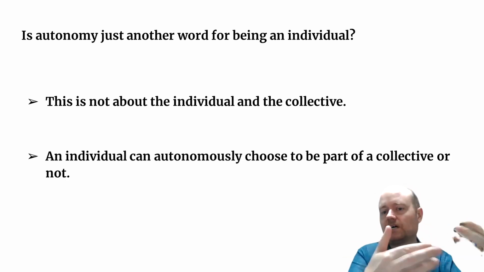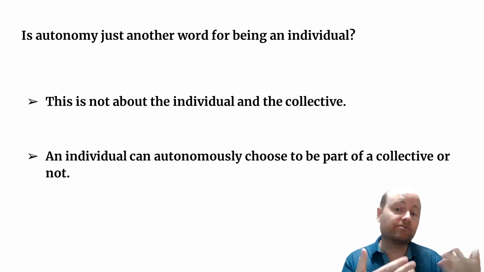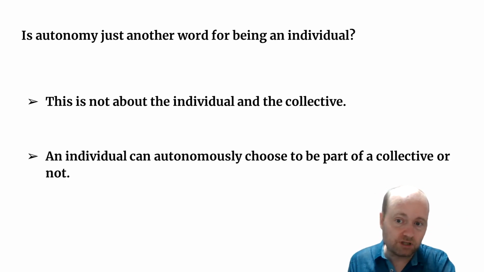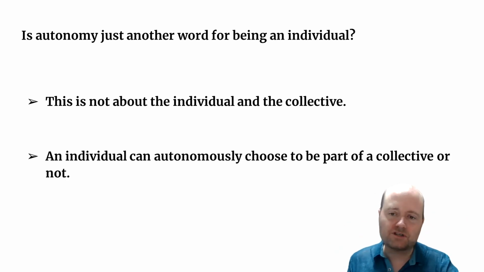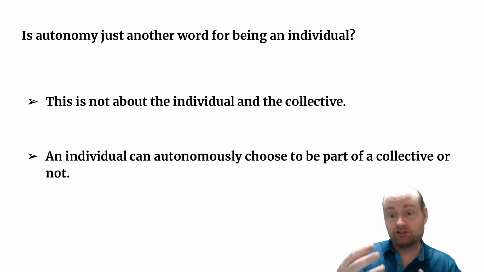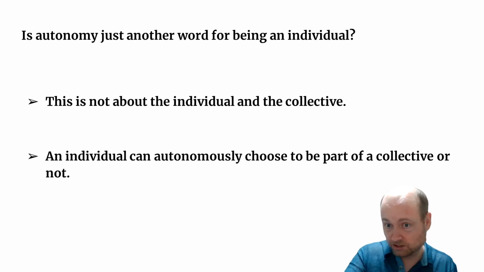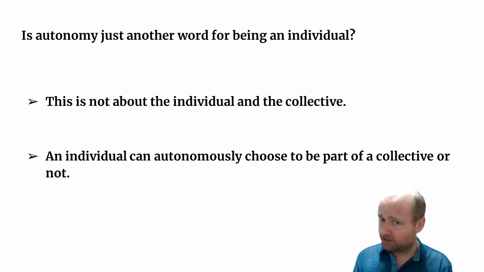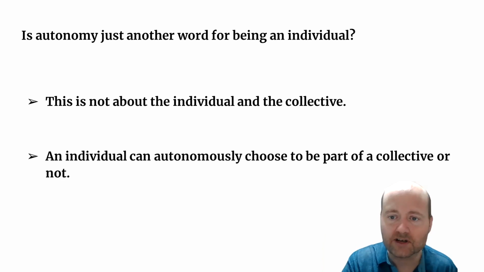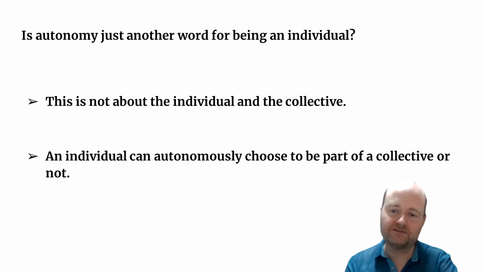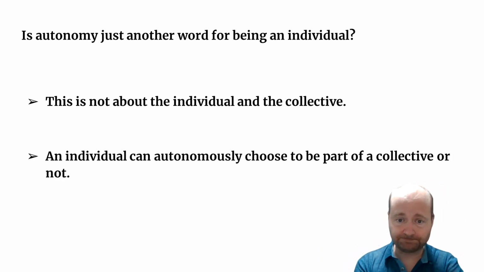I'm choosing to be part of a group. I'm choosing to follow the rules or conventions of my society. So I'm opting in, if you like. And this is what autonomy is really about. I'm choosing what I want to do. So I can either choose to be an individual apart from the group, or I can choose to be part of the group, part of the collective. So this is really how autonomy differs simply from individualism.